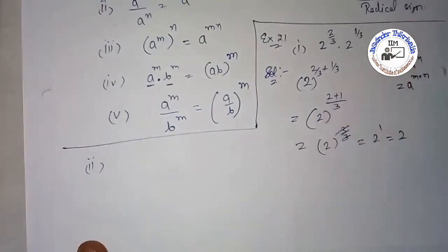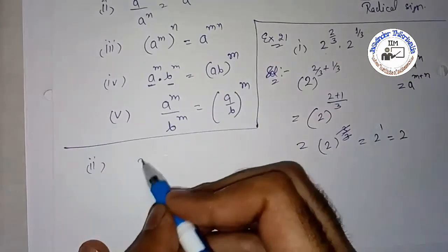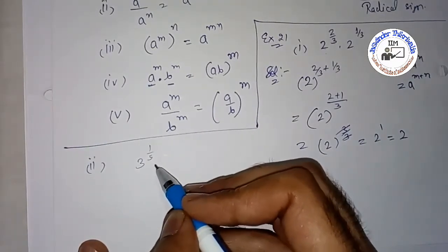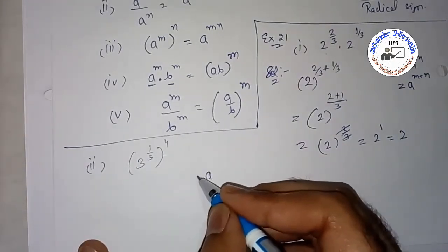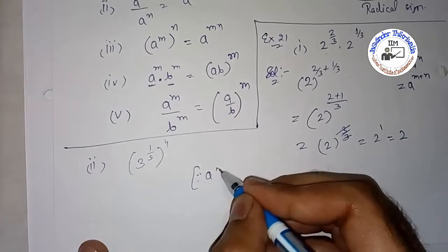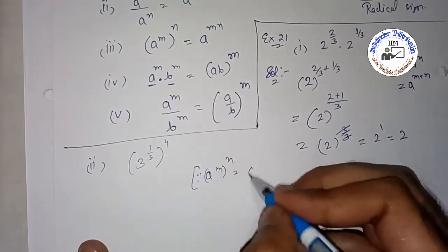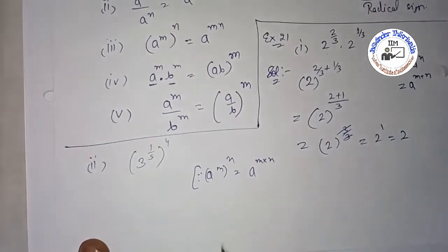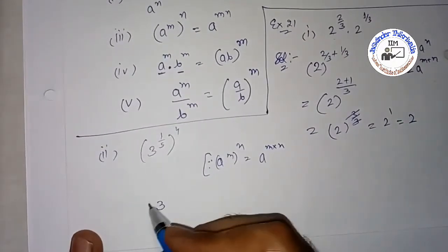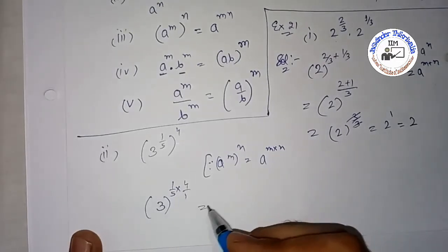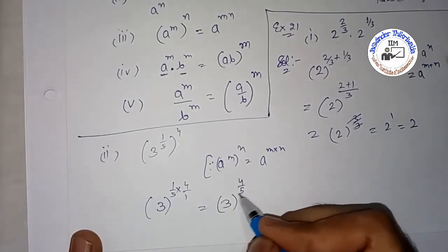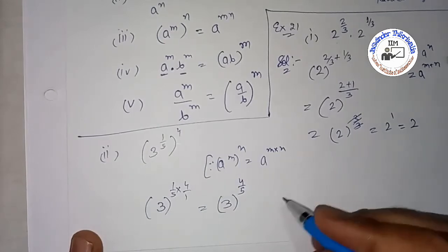If there is a power upon a power, here is 3 to the power 1 by 5 and its power 4. So I told you the law: a to the power m, then again its power n. Then what will we do? We will multiply these powers. So 3 is common and we will multiply this 1 by 5 with 4. What answer will you get? You will get the answer 3 to the power 4 by 5. Clear? Simple, beta, right?